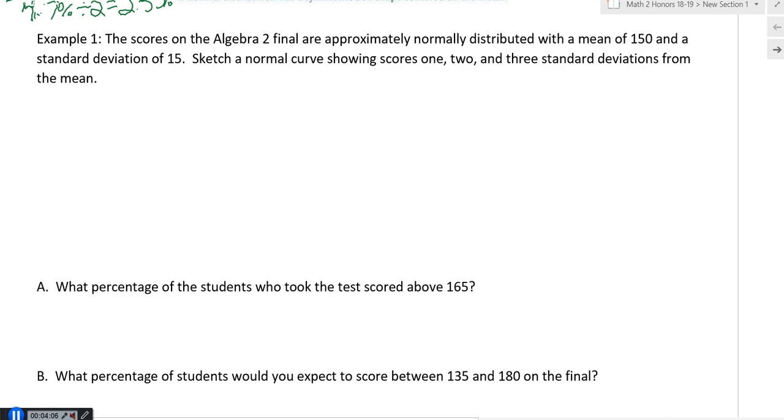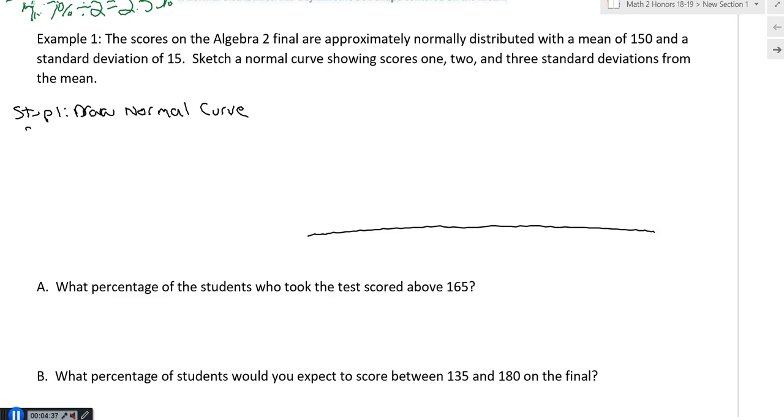Example 1: the scores on the Algebra 2 final are approximately normally distributed with a mean of 150 and a standard deviation of 15. Sketch a normal curve showing scores 1, 2, and 3 standard deviations from the mean. Step 1: draw a normal curve. What we mean by that is we draw a line on the bottom so we can put our numbers down there. And then you just draw it. It doesn't have to be perfect, but it should be pretty much symmetric, with the high point in the middle. As you practice, your normal curves will get better.